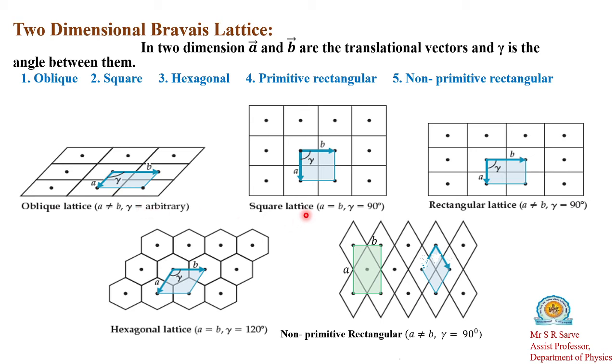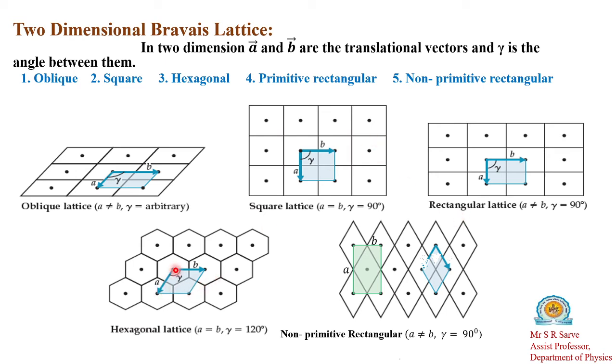Second is square. What is a square lattice? These two sides are the same, that means a is equal to b, you can take a here or b also. And this angle gamma is equal to 90 degrees. Such a structure is known as a square lattice. That means if the lattice points are arranged in this way, they will produce the square crystal structure.